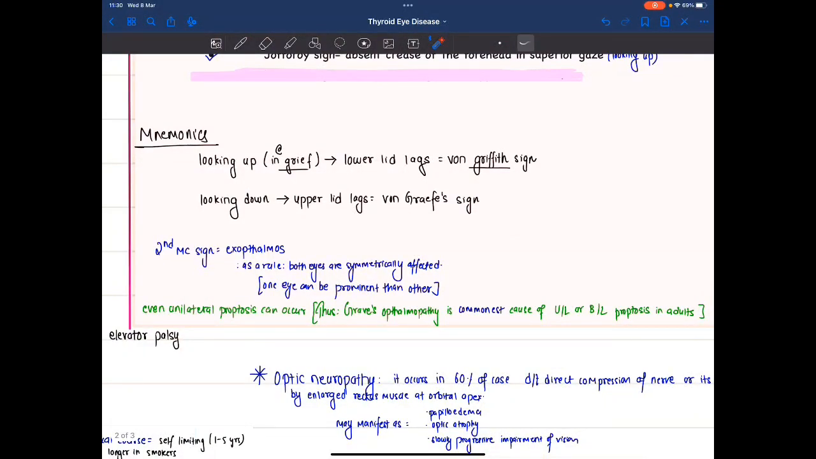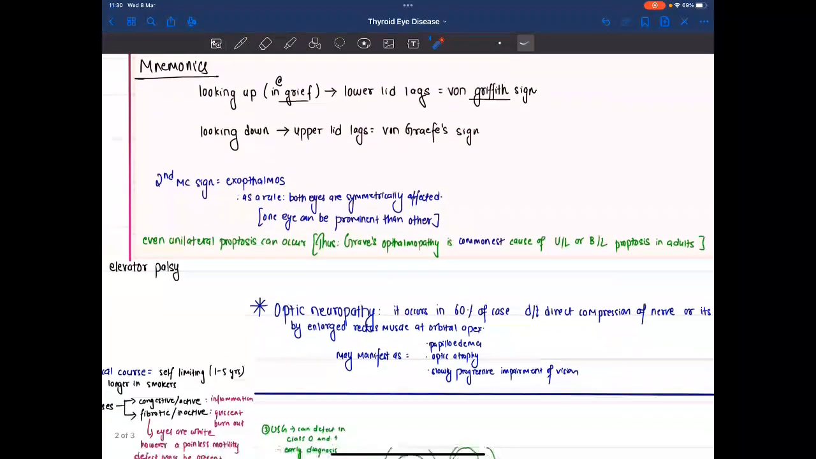So how can you remember two important signs, von Graefe sign and Griffith sign? If you have grief, you look towards God, to the sky. In grief, you look up. So the lower lid lags on looking up, that is known as Griffith sign. While looking down, von Graefe sign, that is an upper lid sign. So Griffith sign is a lower lid sign, von Graefe sign is an upper lid sign.